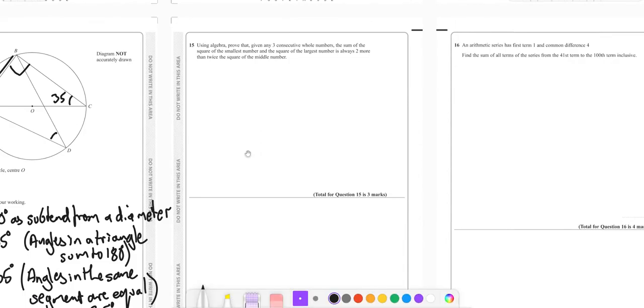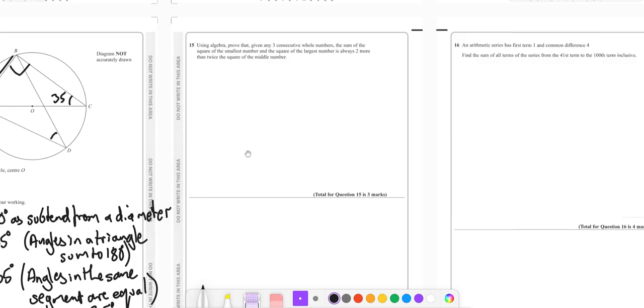Okay, using algebra, prove that given any 3 consecutive whole numbers, the sum of the square of the smallest number and the square of the largest number is always 2 more than twice the square of the middle number.